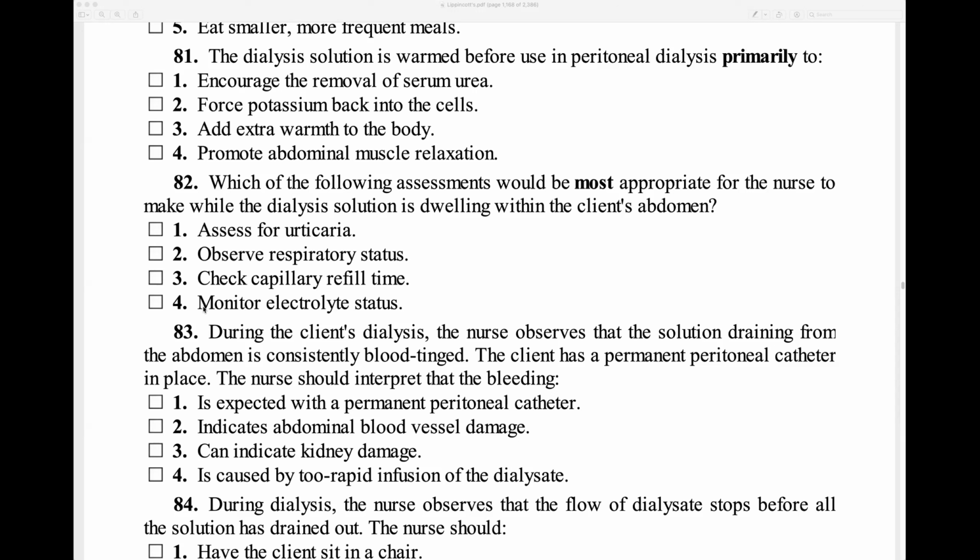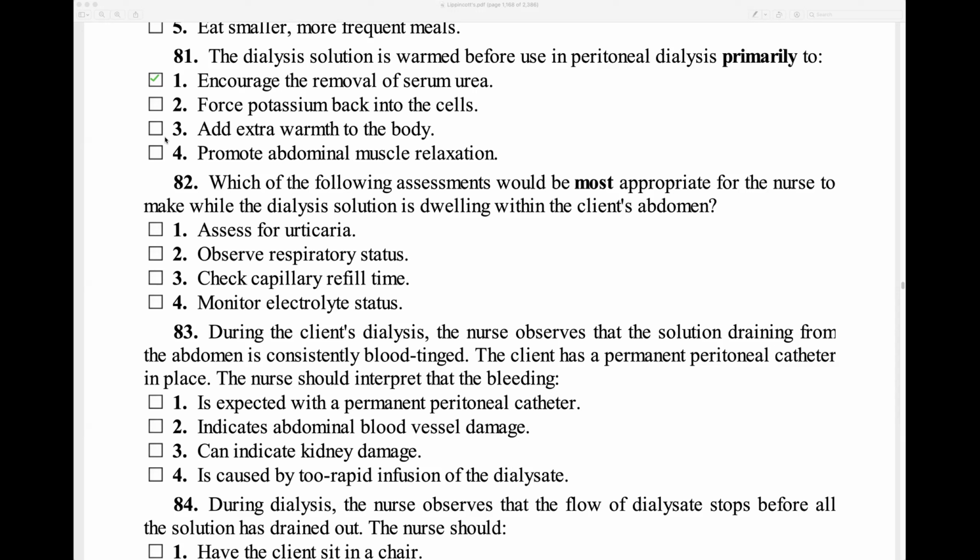The correct answer for 81 is choice one. So I know we didn't review it, but again, I call this a learning question where we're going to learn something from the question. So the dialysis solution is warmed before use in peritoneal dialysis primarily to encourage the removal of serum urea. So remember, BUN, blood urea nitrogen, that is what's going to be high along with the creatinine level in somebody who's on dialysis.